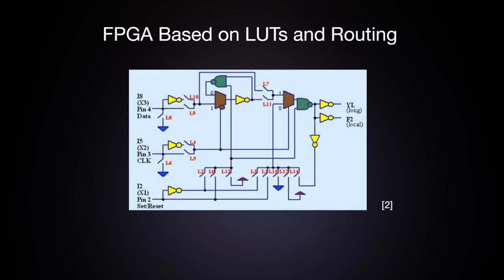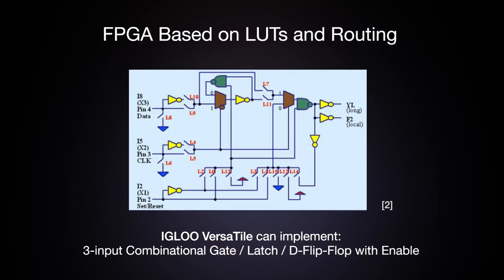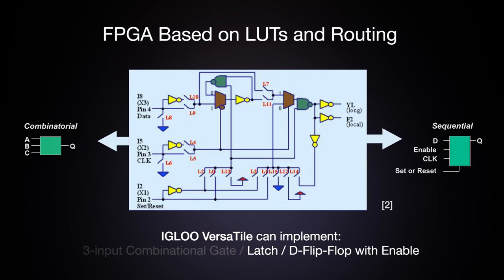Semiconductor companies were good at making memories, which had regular, highly optimized structures that were easily replicated. The first FPGAs were an array of logic cells consisting of 3-input LUTs. FPGA architecture is different from CPLDs, as the logic element is smaller, usually implemented as a LUT. In this example, the Microsemi Igloo Versatile can be either a 3-input gate of any type or a sequential D flip-flop or a latch. The schematic depicts the structure of the logic element.